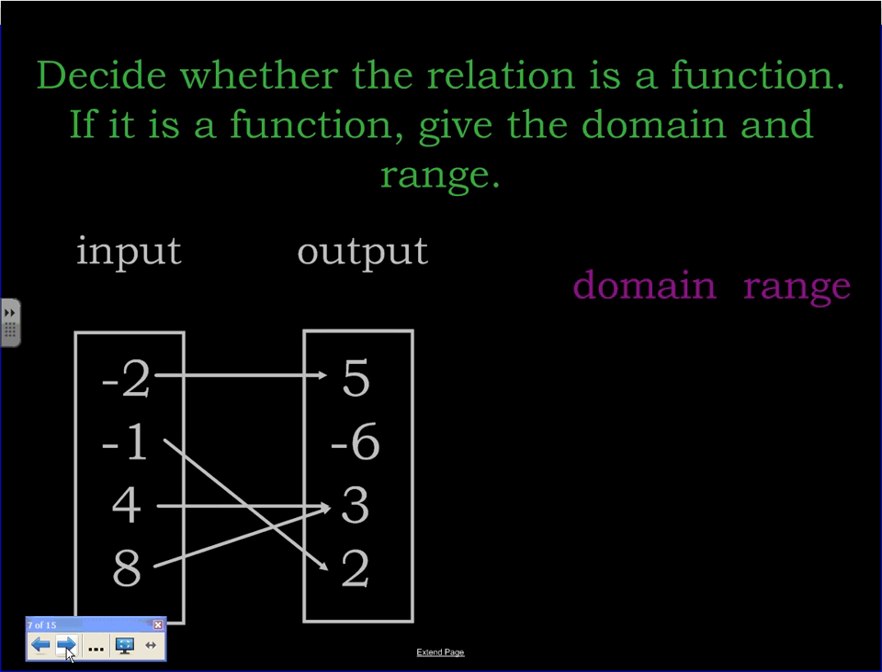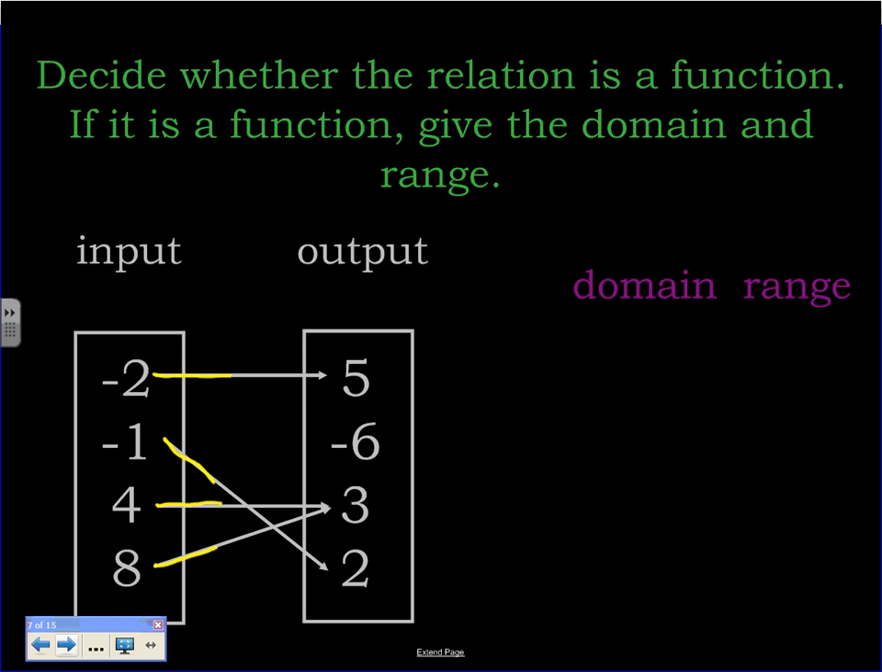Decide whether this relation is a function, and if it is, give the domain and the range. I want you to take a moment here to look and see if this is a function. Think about it. Definition of a function is every input has exactly one output. Think about this for 1 second. You should be looking at these inputs. -2 has one output. -1 has one output. 4 has one output. And 8 has exactly one output. So therefore, this is a function.